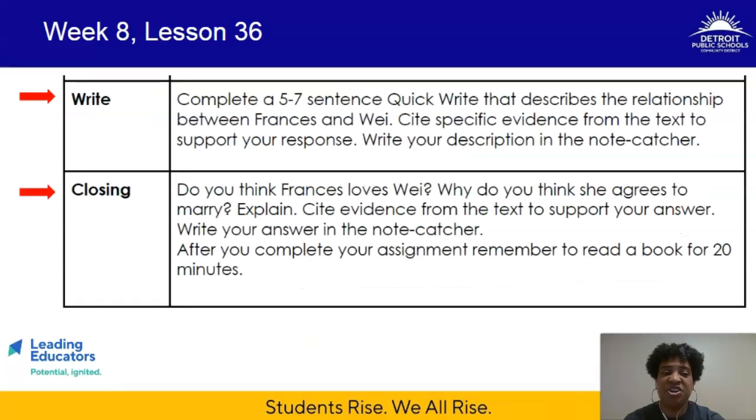In the right section, you're going to do a 5 to 7 sentence quick write that describes the relationship between Francis and Wade. This is the central part of the whole story, this interaction, this relationship, boyfriend-girlfriend between Francis and Wade. And you're going to cite specific evidence from the text to support your response. And then you're going to close with, do you think Francis loves Wade? Why do you think she agrees to marry? Explain. And you're going to cite evidence from the text.